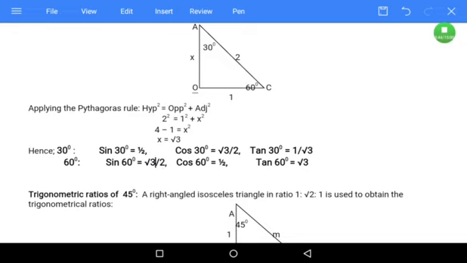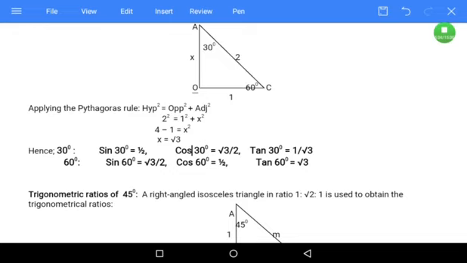So what is cos 60? Cos 60 is adjacent over hypotenuse. To this angle, this is adjacent, this is hypotenuse. So you have 1 over 2. Of course, you expect cos 60 to be equal to sin 30. Why? Because angles 60 and 30 are complementary angles. Do you understand?